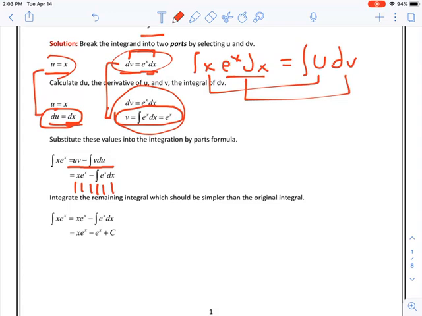Now the last thing to do is to integrate that. We know how to find the antiderivative of e to the x: it is e to the x. So the final answer becomes x times e to the x minus e to the x, and don't forget to add the plus c. These get easier as you do more of them and you learn the procedure. So let's do another one.